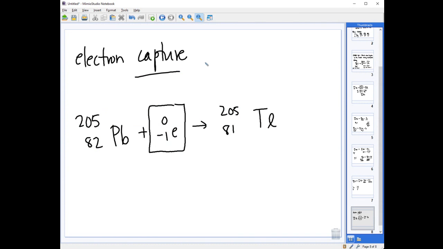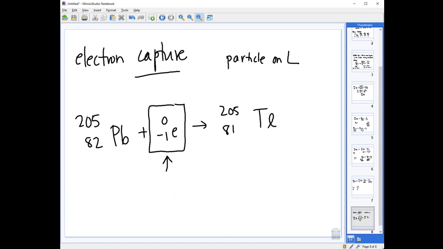So your particle is going to be on the left, right here, not on the right like all the others that we've seen. And so our A is going to stay the same. And then we'll say 82 minus 1 gives us 81 protons.